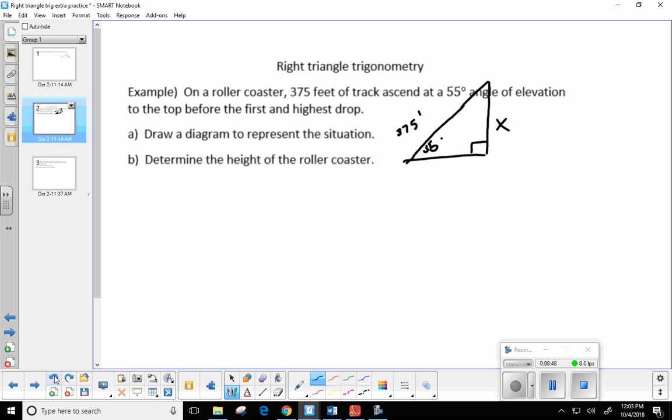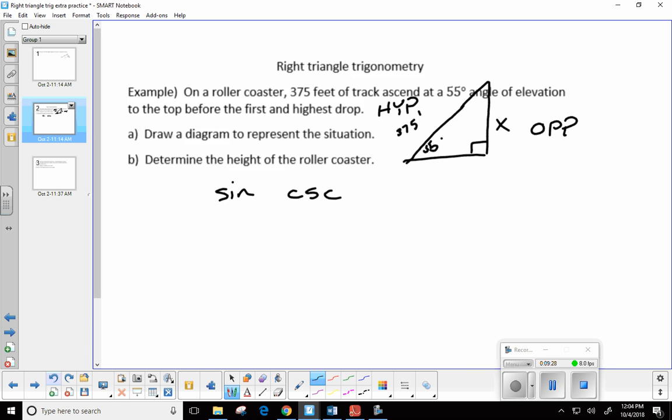Okay. So here's my problem. We're trying to find x. So let's see. What would x be with respect to 55? It's the opposite. 375, we already know, is the hypotenuse. So, of course, the remaining side would have to be your adjacent. So what trig functions would use an opposite and a hypotenuse? Sine. So we can not only use sine, we could also use, what's its reciprocal? Oh, not cosine. Cosecant. We could use sine or cosecant. What would you guys prefer?